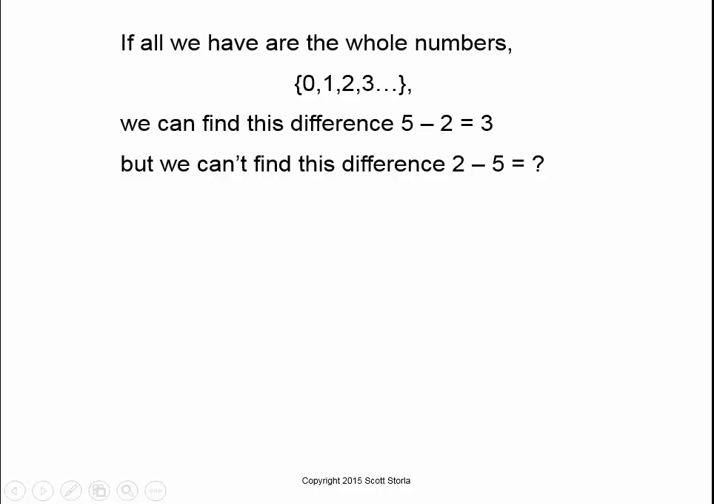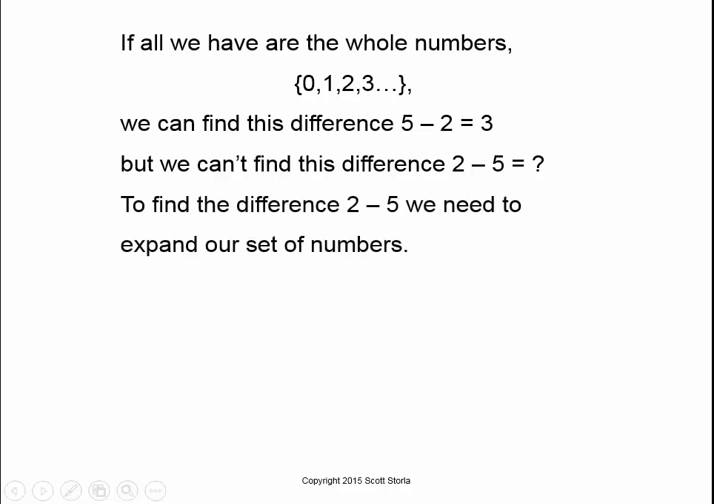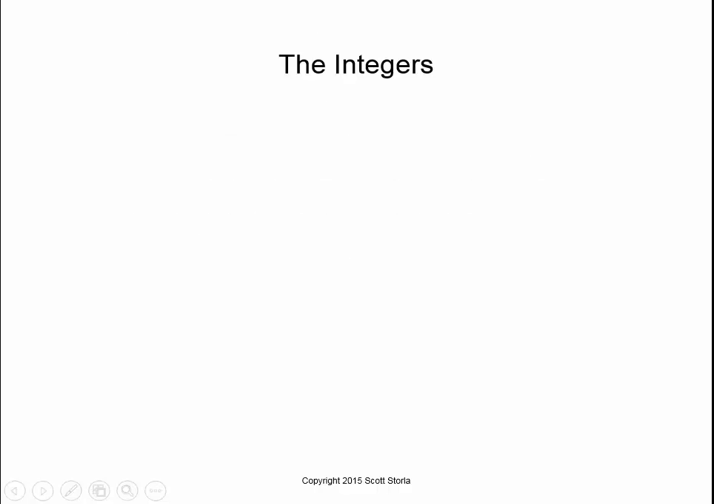Historically in mathematics, one of the ways of dealing with an issue like this is to simply expand the set of numbers you have. And that's what we do here. So to find a difference like 2 minus 5, we build an expanded set of numbers called the integers.